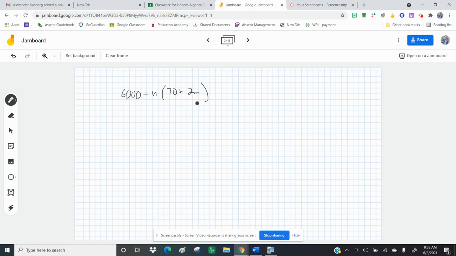And you can see that we're going to end up with a quadratic equation. We have 6,000 equals 70n plus 2n squared. And if we get everything on one side of the equation, we're going to have 2n squared plus 70n minus 6,000 equals 0. We need to make sure it's set equal to 0 in order for us to be able to solve this. And I can see that everything's divisible by 2, so let's go ahead and divide by 2 to simplify our equation.